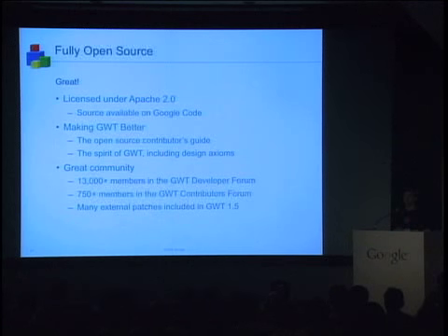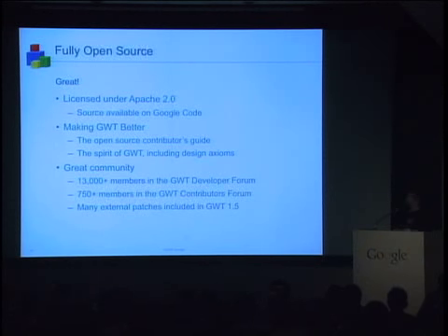Google Web Toolkit is fully open source, which is great. It means that you can have a look at our code, and also we can work together to make Google Web Toolkit as powerful as it can possibly be. It's licensed under Apache 2.0, and the source is on Google Code.